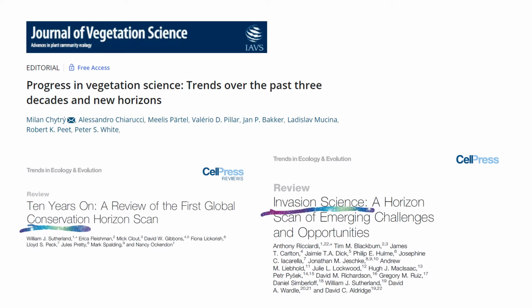Horizon scans are by now a widely used tool. It has been perhaps most known for conservation. So the effort led by William Sutherland, that I think is around 10 years now that they are doing this for conservation almost every year. But it also has been done for other fields like invasion science. This, however, has not been done for vegetation science so far.